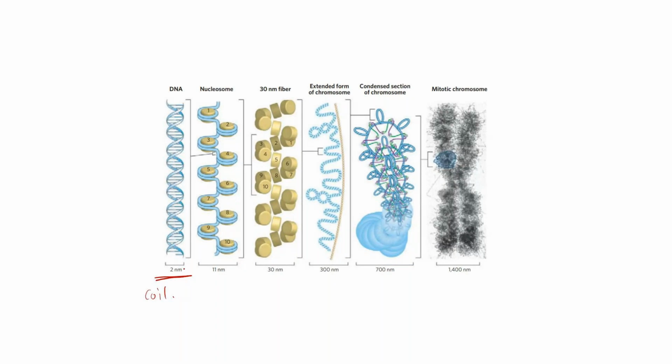The diameter of this DNA is 2 nanometer. What is the diameter of the DNA? 2 nanometer. So when these DNAs are wound around the histone octamer, making a string on bead structure, it looks like the string is wound around beads. That is called nucleosomes.